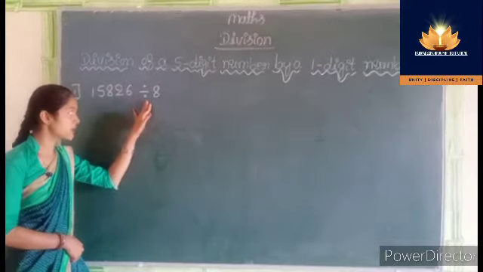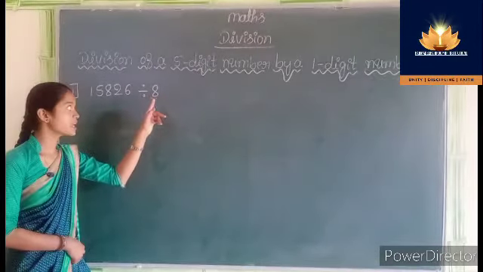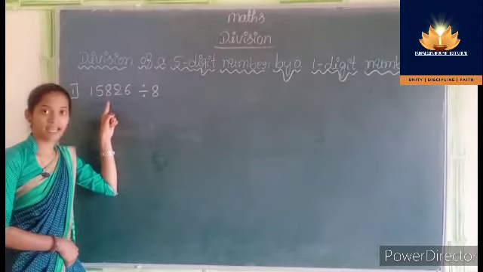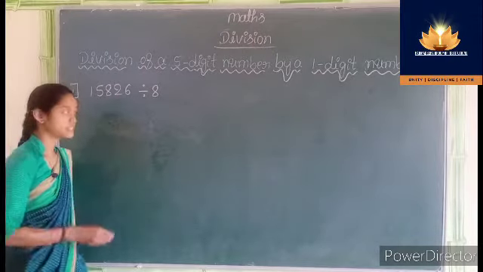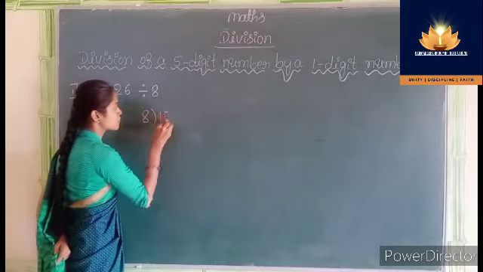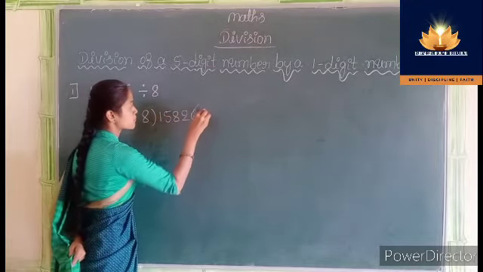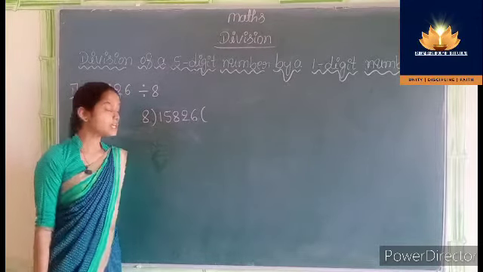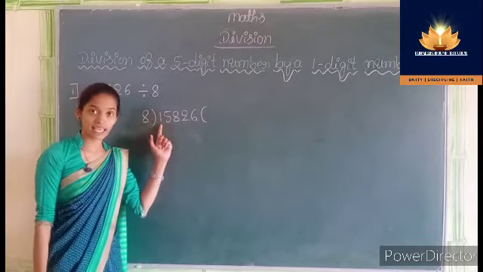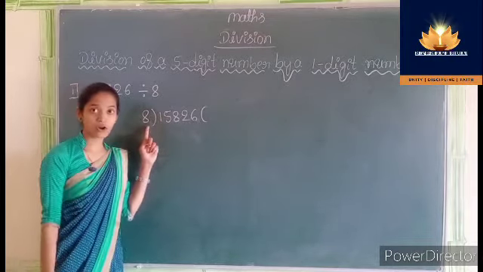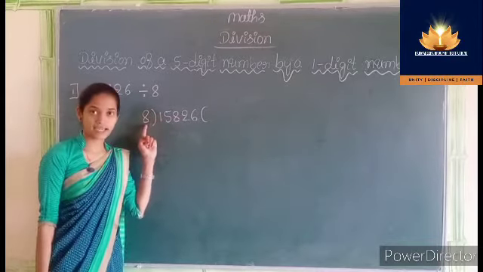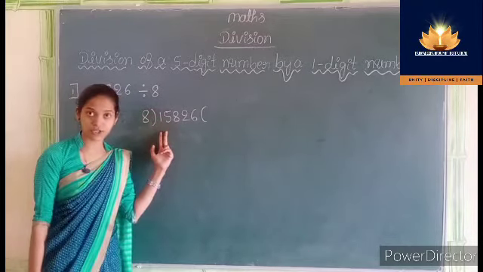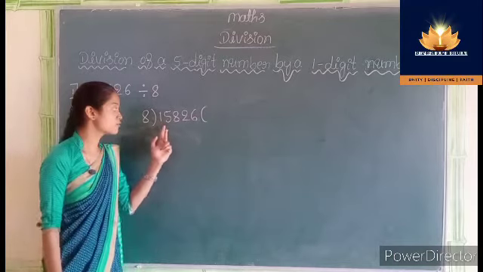15,826 divided by 8. Here 8 is the divisor and 15,826 is the dividend. Consider the leftmost digit of the dividend, that is 1. 1 is less than this 8. We cannot divide 1 by this 8, right? That's why we have to consider two leftmost digits of the dividend, that is 15.